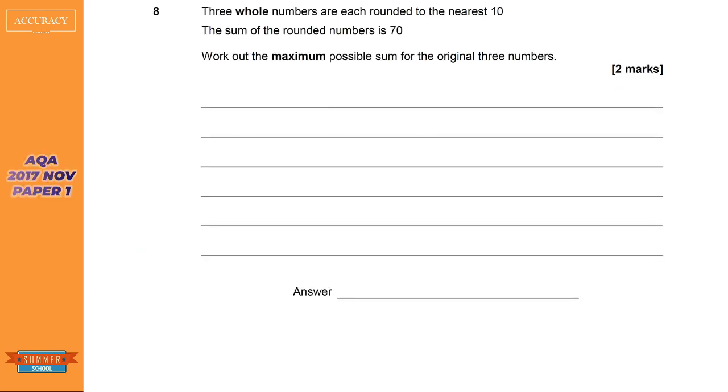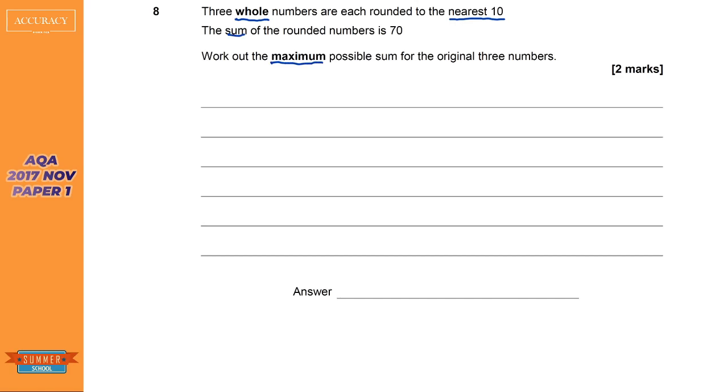Right, moving on to our AQA question. Now there's a few bits of this question that make it very different to the previous question. The first thing is that the original numbers, the ones that are rounded, are whole numbers, so we don't need to worry about decimals. This time it's to the nearest 10, and they've got to add up to 70. So sum just means that they add up to 70, and we're looking for the maximum.